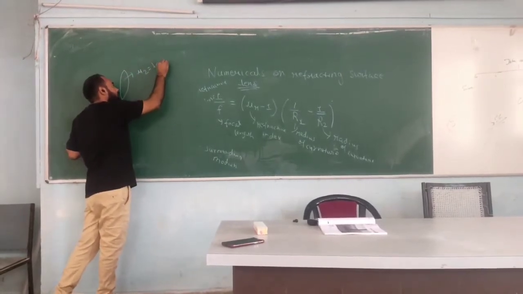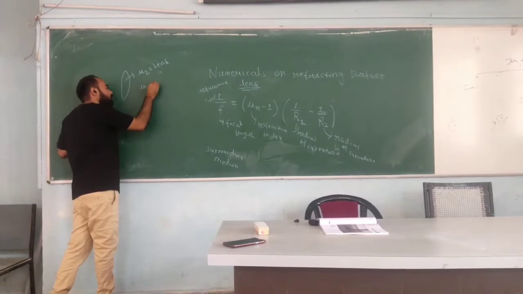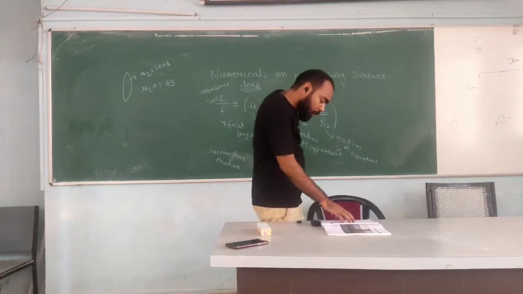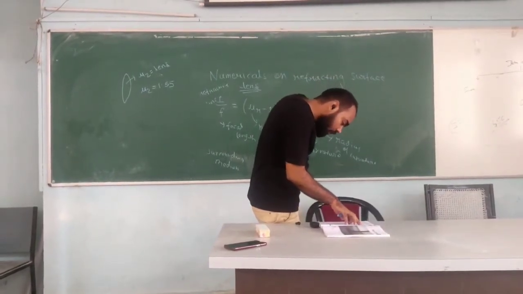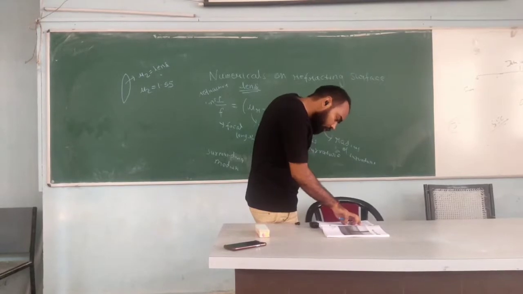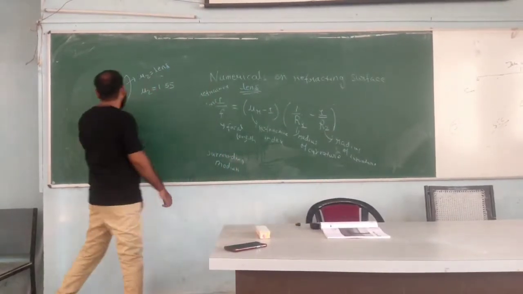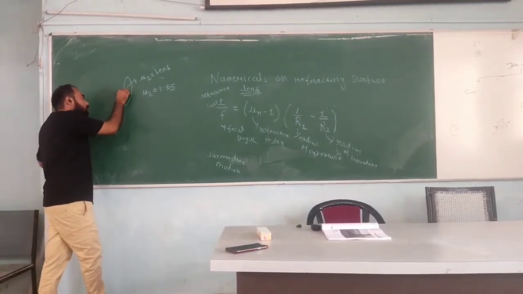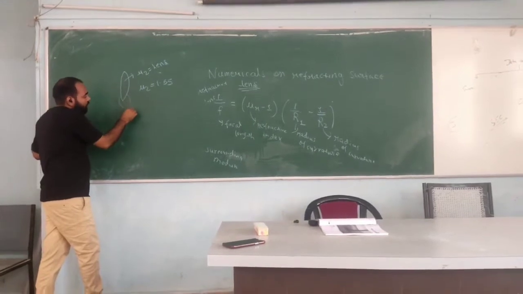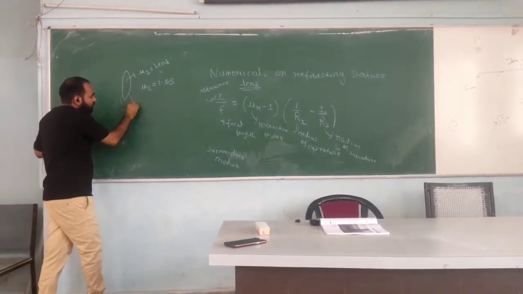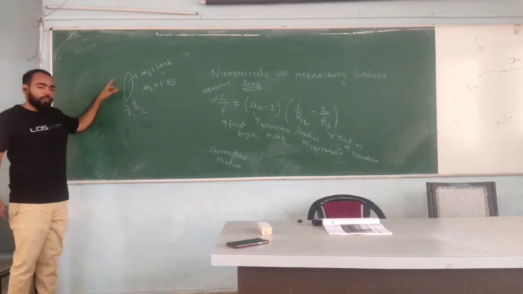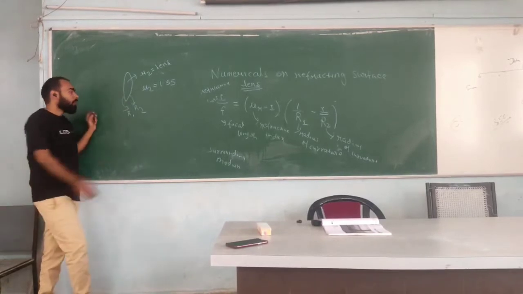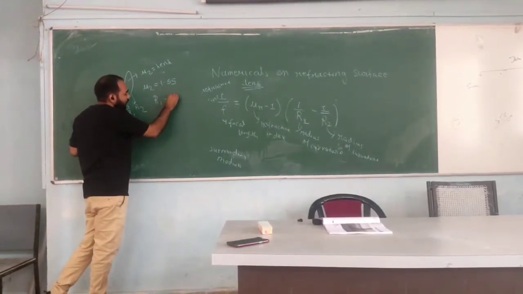Mu2 is the refractive index of the lens, and it is already given in the question: mu2 is 1.55. Something is also given: both faces have the same radius of curvature. One of the most important data is that the radius of curvature for both surfaces is the same, whether it's R1 or R2. R1 is the radius of curvature of the first refracting surface, R2 of the second refracting surface. Both are the same, that is R1 is equal to R2.